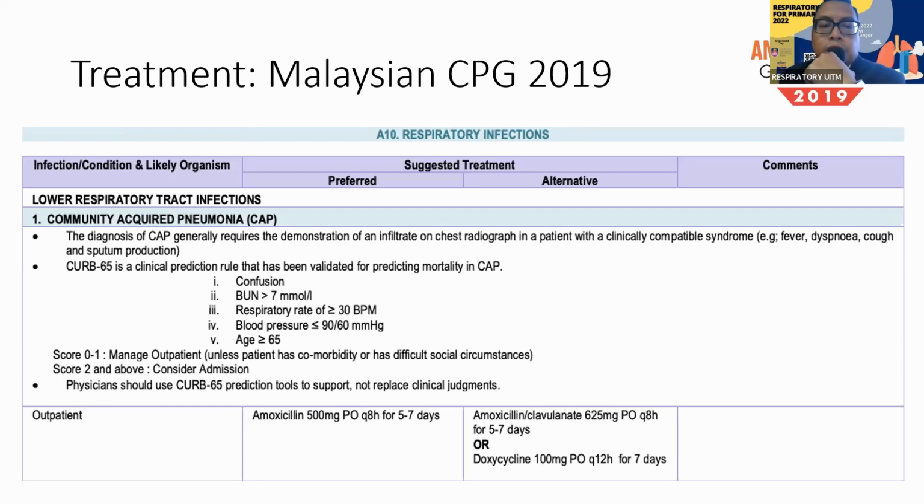Why do we want to give amoxicillin? Because the majority of the organisms are gram positive and should be covered by the penicillin group. Alternatively, we can give Augmentin, a combination of amoxicillin and clavulanic acid, 3 times a day. The duration is still almost the same, 5 to 7 days. The alternative will be doxycycline for those who have an allergy to the penicillin group.